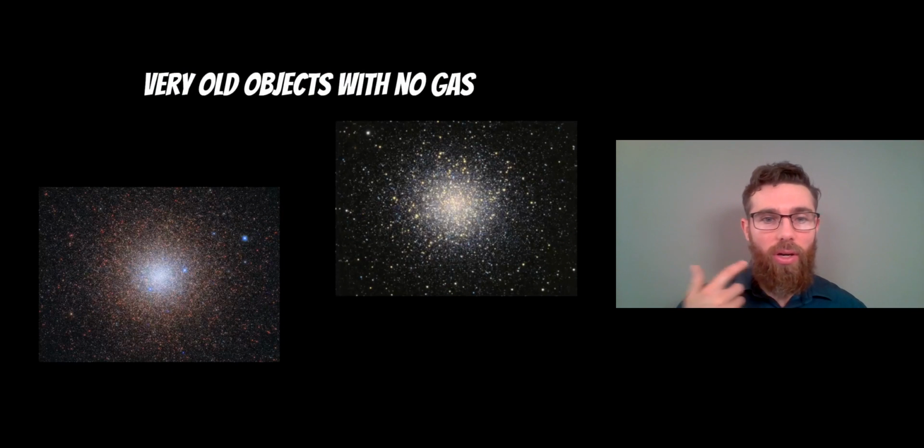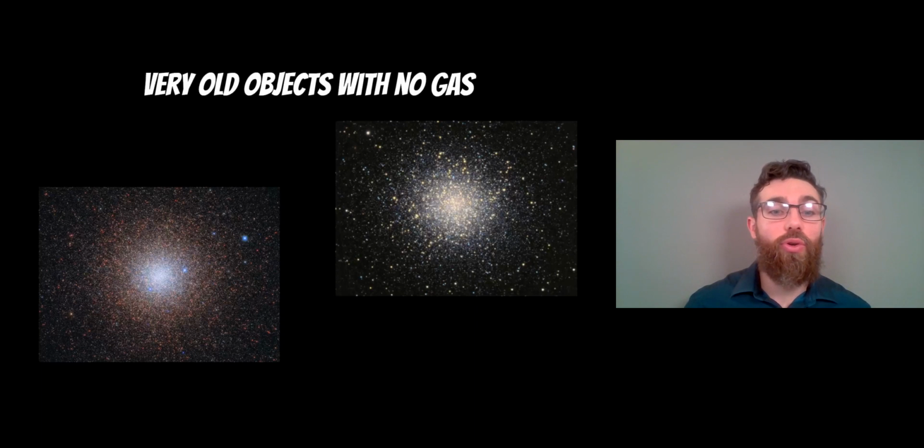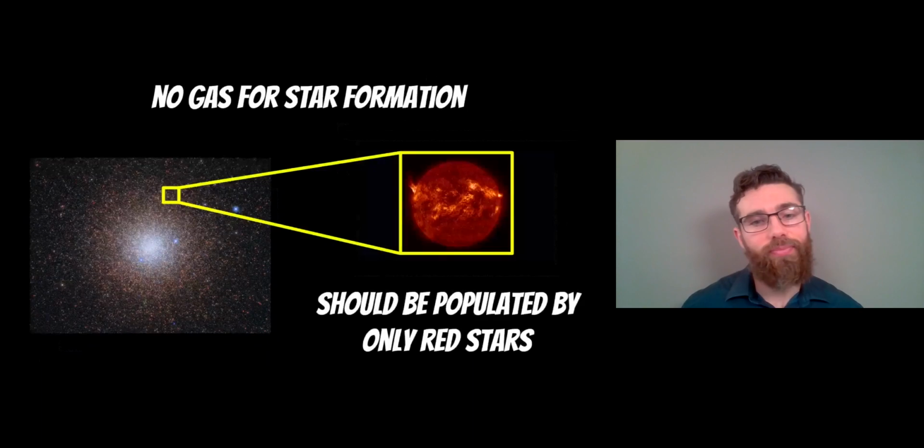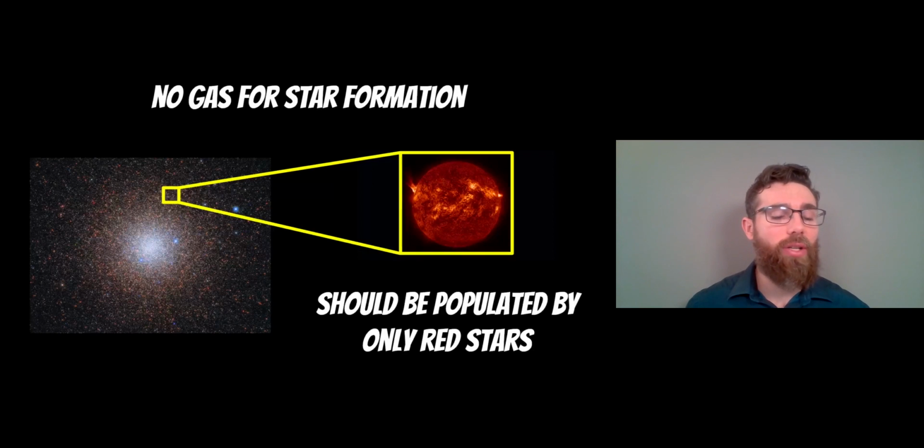Now, because they are old objects, they don't have any gas, there's no way for them to create new stars. They can't undergo new star formation, so they're left with an old population of stars. So what we should find is that they are all red stars, because as stars age, they get redder. So there's no gas there to form. They should have a population of only red stars.